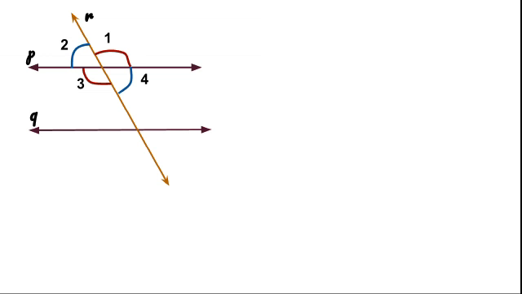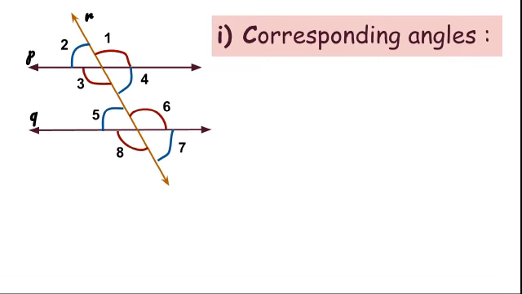So four angles are formed when P is intersected with R. And when Q is intersected with R also, we'll get four different angles. Let us mark those. We have given the numbering of these 8 angles from 1 to 8. So all these 8 angles are related in 5 ways. Let us see what are those. The first way is corresponding angles.